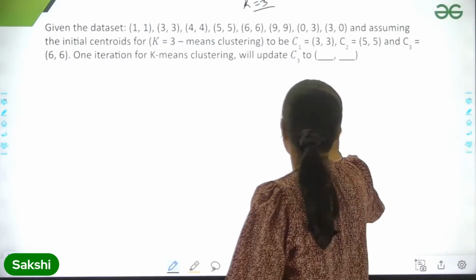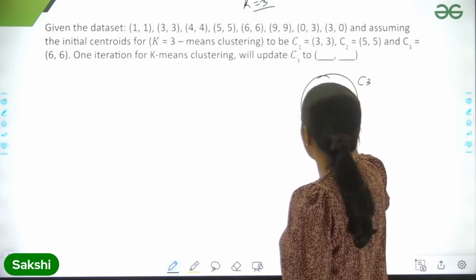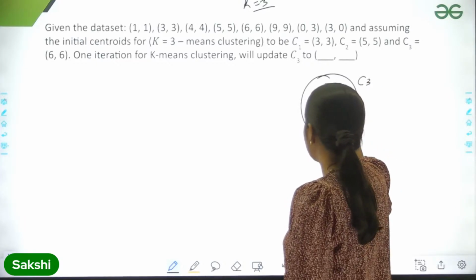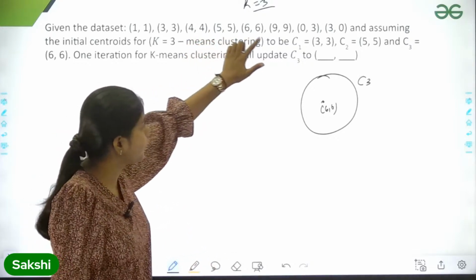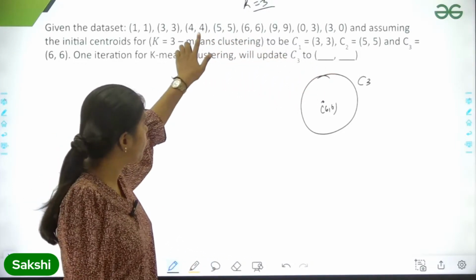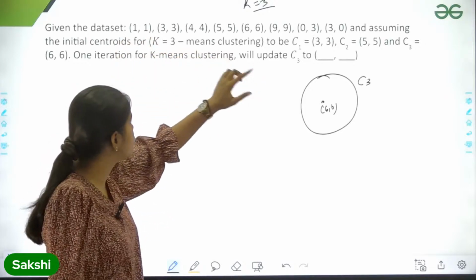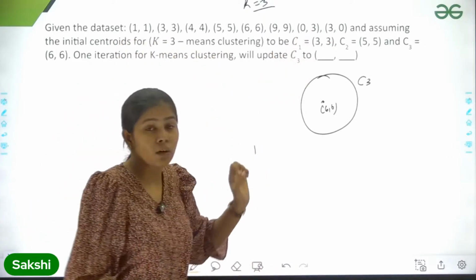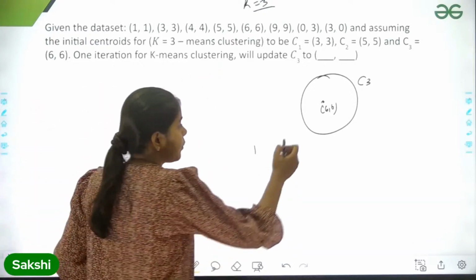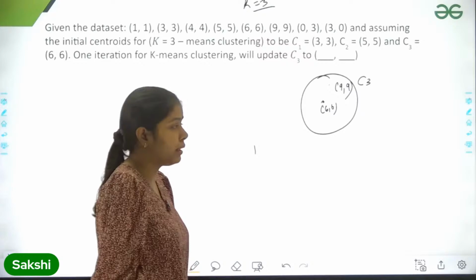So if I see this, let's suppose I'm taking a cluster C3 here, right? If I take the centroid 6 6, can you tell me which points are closer? 5 5 is closer to C2, 4 4 is closer to C2 again, 3 3 is closer to C1, 1 1 is closer to C1, and 0 3, 3 0, all these are closer to C1. But we have 9 9, which is closer to 6 6. So there are only 2 points in this cluster.